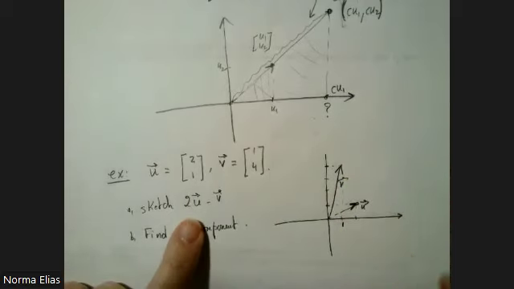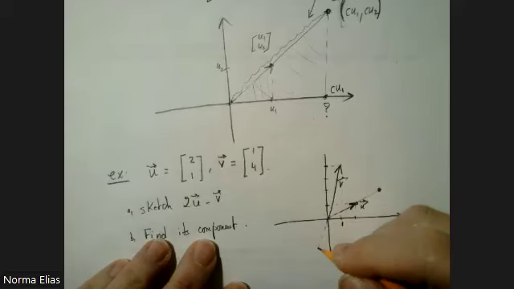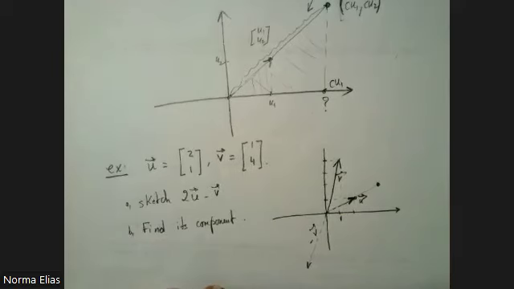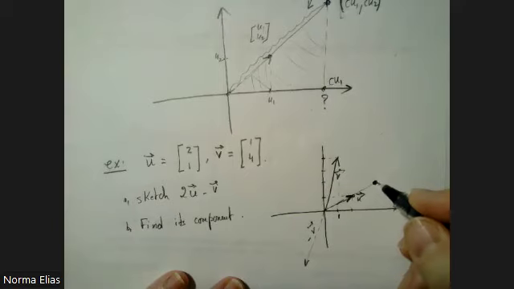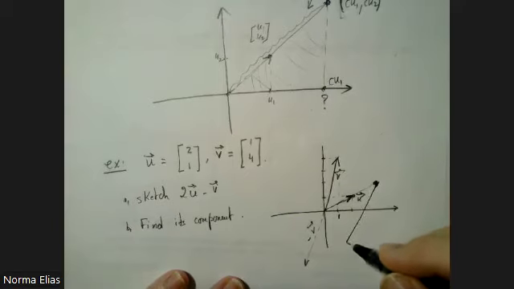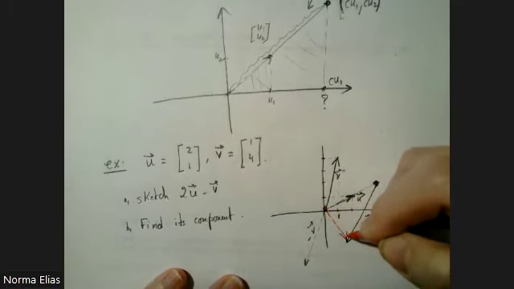Now I want 2u minus v. 2u means 1u, 2u. If this is v, minus v is down here. That's the minus v. So we can use tip to tail if you want. So this is 2u, and I'm going to add to it minus v. It means I have to go down that much. That's the minus v down here. And my vector, I go from 0 all the way to the end.